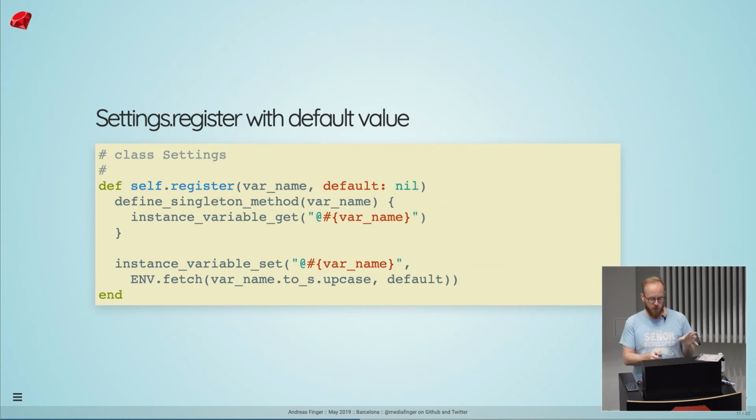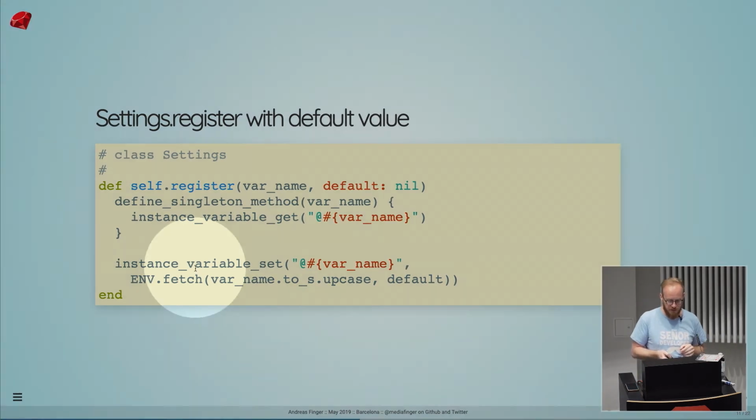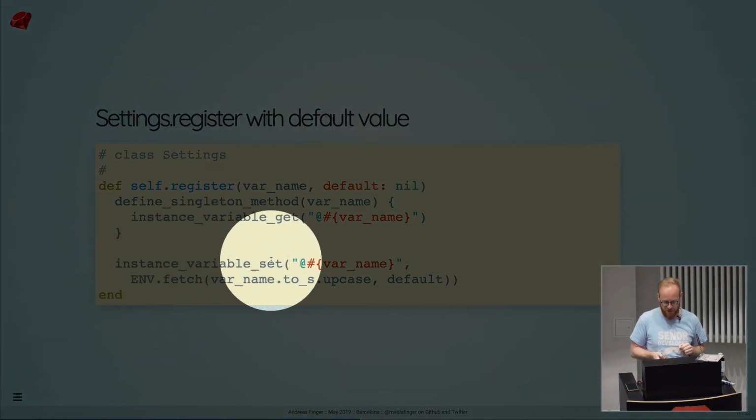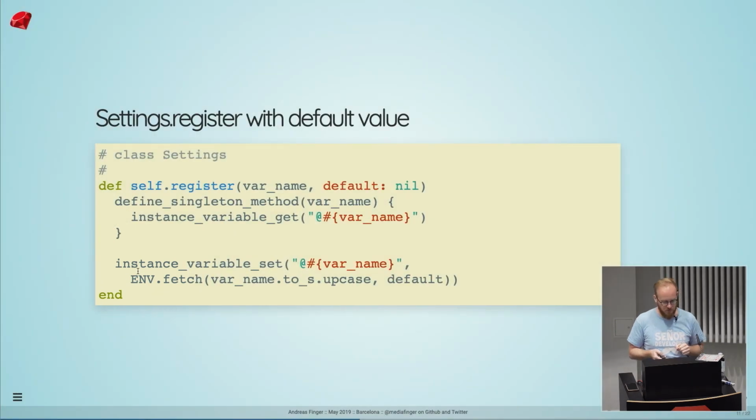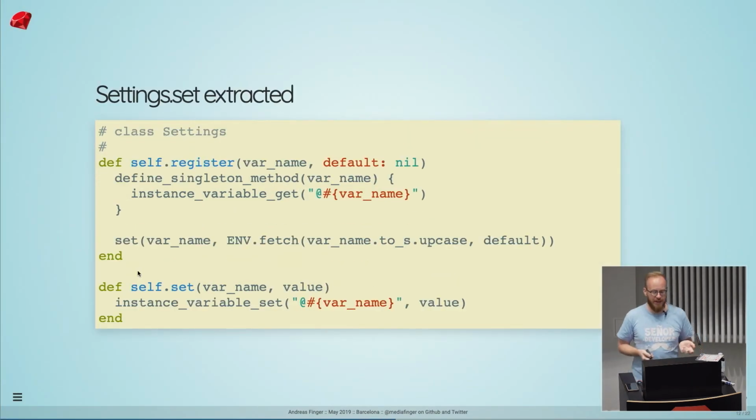So we are going to extract this lower part here, the instance variable set part, to its own method. And it looks like that. We have a second method called set, where we're doing instance variable set. And the whole default value handling we still do in the register part, because only when we're registering a variable, we want to be able to set a default. Otherwise, we just want to say, set it to this value.